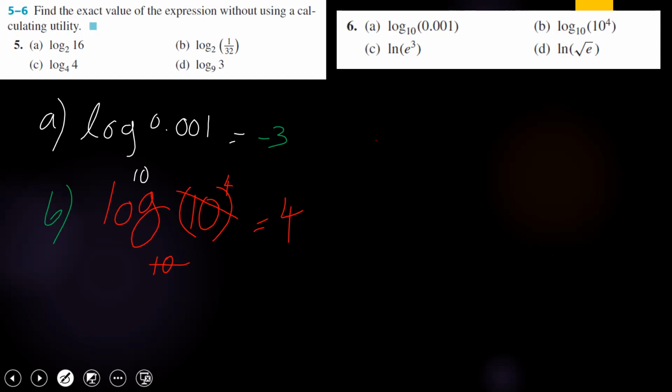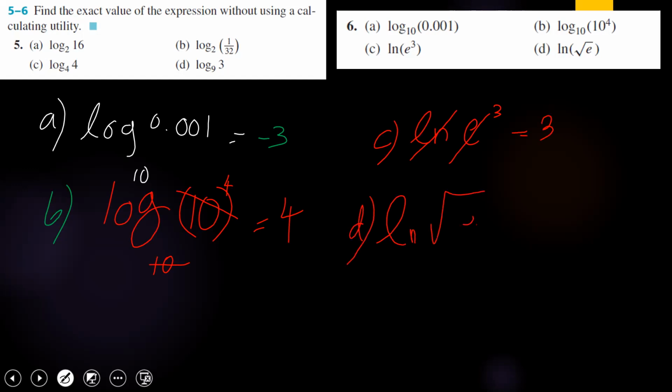Now, ln e cubed is ln cancels e, so it's 3. And ln of the square root of e, that means ln e to the power half. ln cancels e, so it is half.